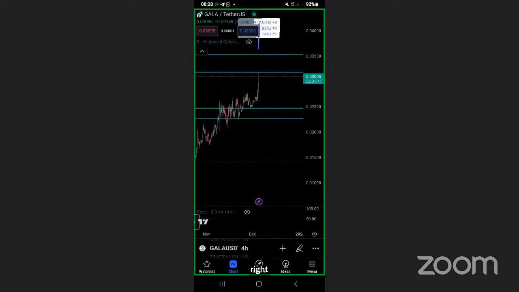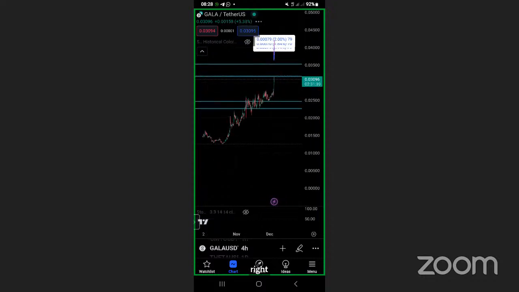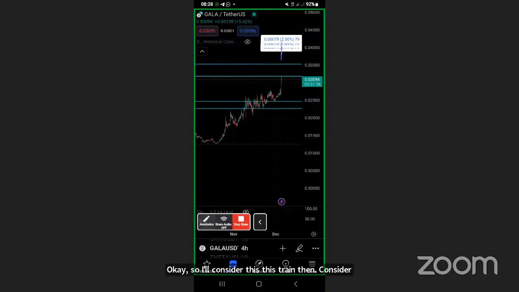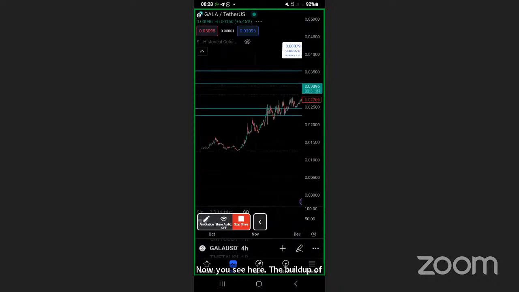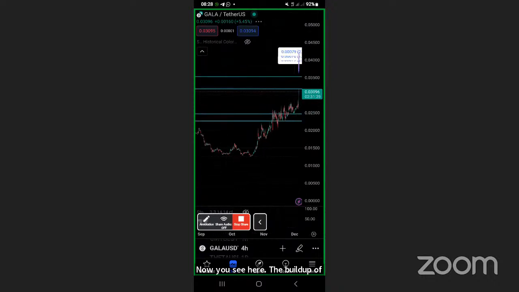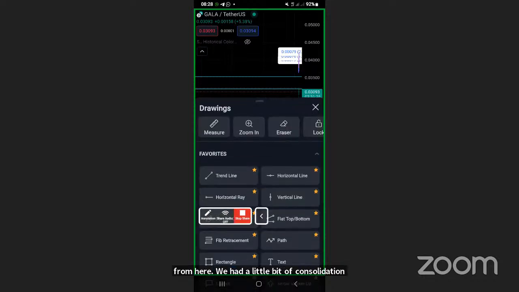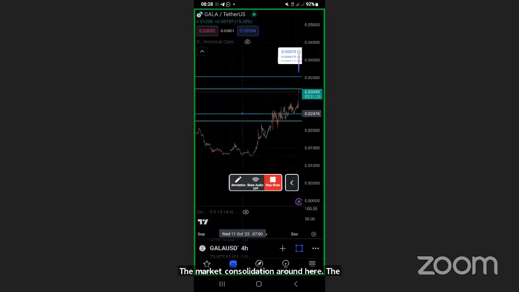Okay, so I'll consider this trend. This is a good one. Now you see here, the build-up of this trend started from here. We had a little bit of market consolidation around here. The market consolidated for some time. There was no clear path.